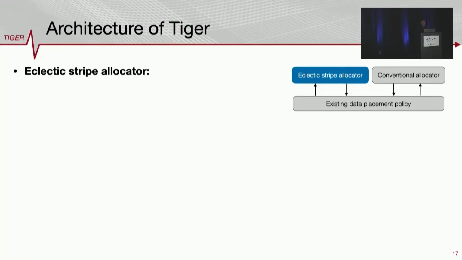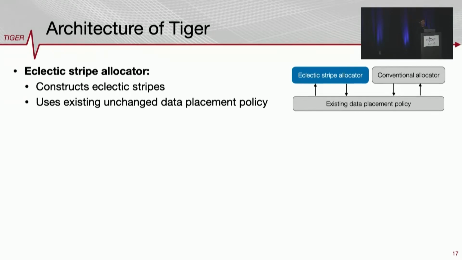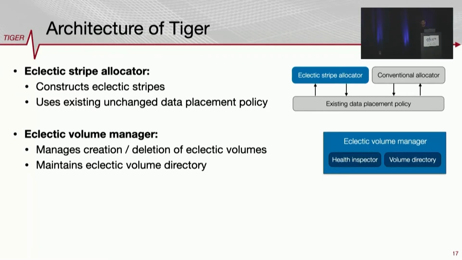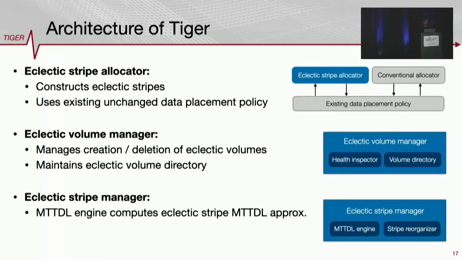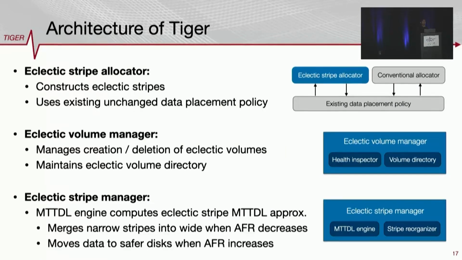So, in our system, let me explain how these components work. We have the eclectic stripe allocator, and the key takeaway here is that it sits beside the conventional allocator and uses the same placement policy that is in your cluster today. The eclectic volume manager is responsible for the creation and deletion of eclectic volumes and also maintains metadata about the volumes. And the eclectic stripe manager is responsible for the computation and safety of eclectic stripes and of the stripe manipulations whenever the AFR changes. The interaction between these components and how they fit into the system as a whole, the details are in our paper.